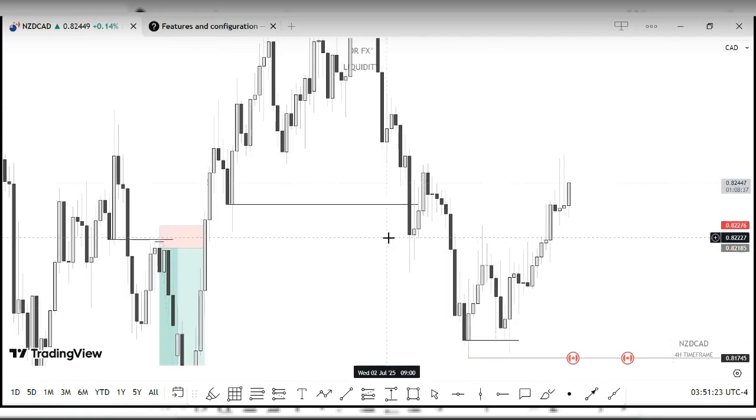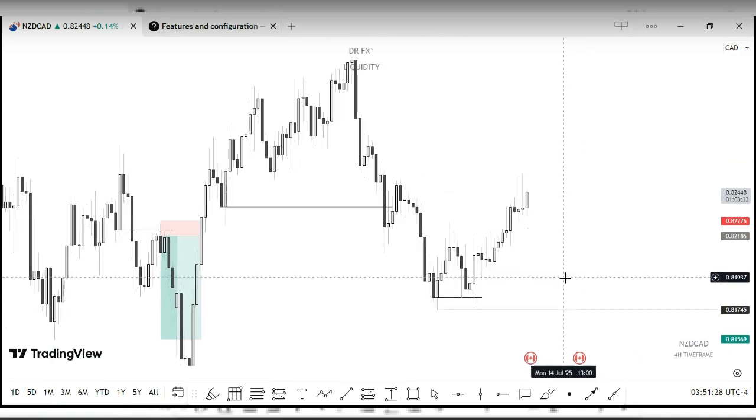When it comes in form of confirmation, I'm most interested. I don't trade it blindly. It needs to come in form of confirmation entry most of the time, right?